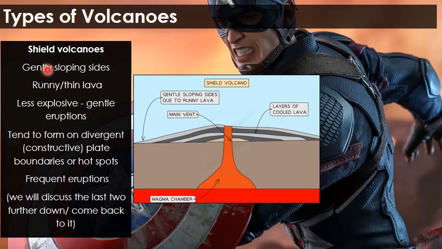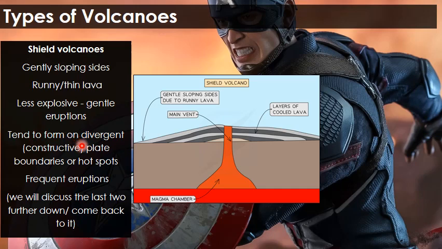Then we have what are called shield volcanoes. If you can see, the sides are gently sloping, so it doesn't really go high, but the sides are gently sloping, right? And the lava is thin and it's runny. So the lava is really thin and it's runny. When something is runny, it's like water, it is very runny, right? Because it's thin. They are less explosive, which means they're gentle.